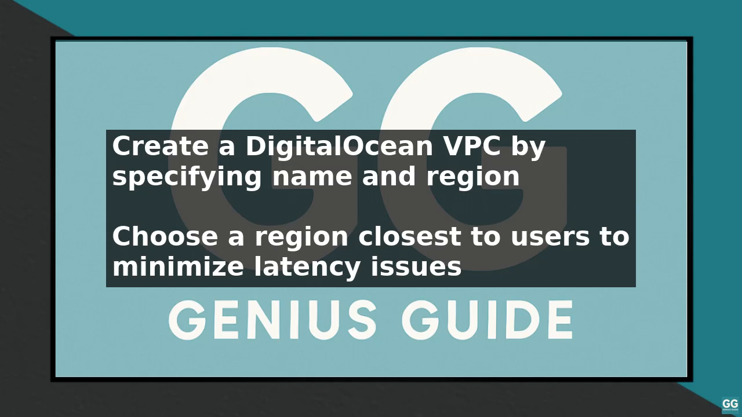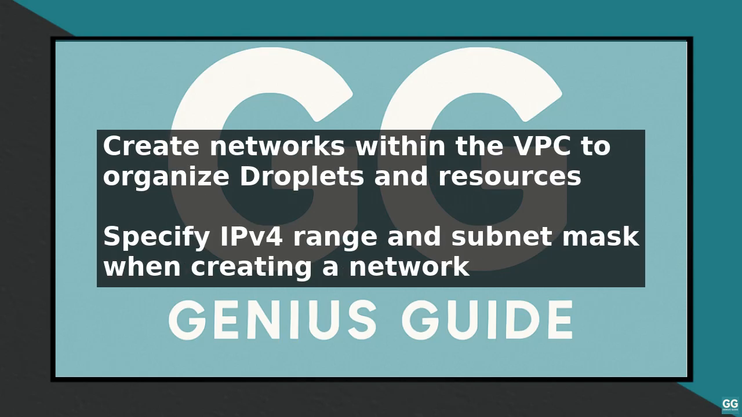Here you can create a new VPC by specifying a name, region, and IPv4 range. Choose a region that is closest to your users to minimize latency. The IPv4 range should be a private IP range, such as 10.0.0.0/16, to avoid conflicts with public IP addresses.